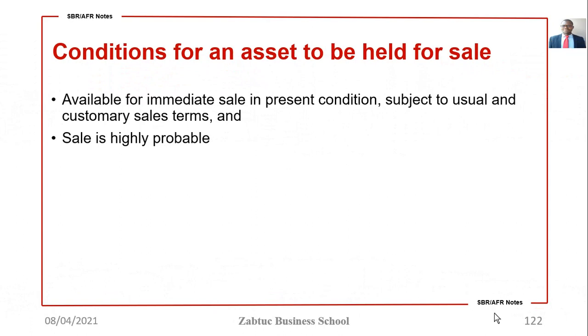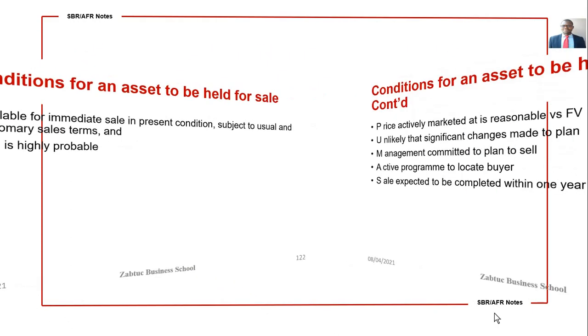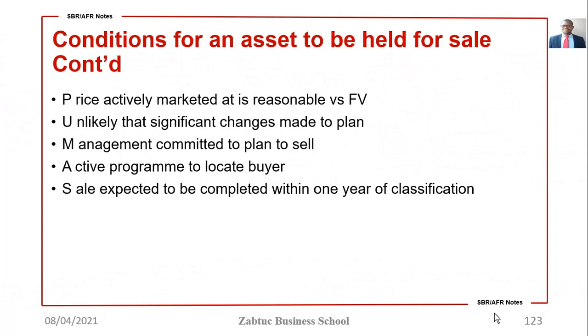What are some of the conditions that must be fulfilled for an asset to be held for sale? Number one, the asset must be available for immediate sale in its present condition, subject to usual and customary sales terms. And the sale must be highly probable. When we say highly probable, we mean the following.